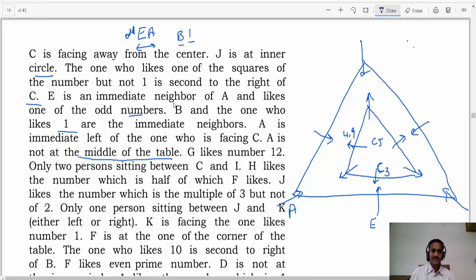1 is seated. E is an immediate neighbor of A and likes one of the odd numbers. B and the one who likes 1 are immediate neighbors. B and 1 are immediate neighbors to each other. Mari B and 1 are immediate neighbors to each other, isn't it? But not 1. B and 1. B and 1 are immediate neighbors to each other ante ikkade undachchu, lopale undachchu. B and 1 are immediate neighbors. A is to the immediate left.